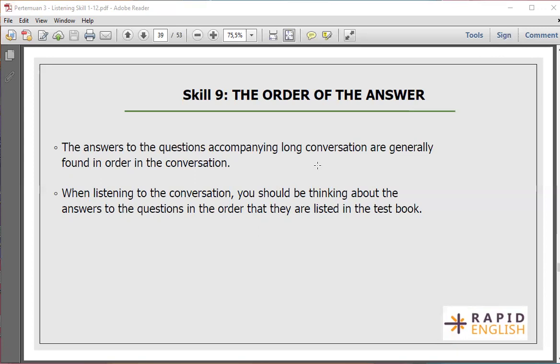Yaitu detik ke-20 itu yang di nomor 2. Detik ke-60, itu jawabannya untuk yang ketiga. Dia nggak akan loncat-loncat. Tiba-tiba detik ke-80 itu untuk nomor 1 nggak mungkin. Ya, maksudnya urutnya seperti itu.